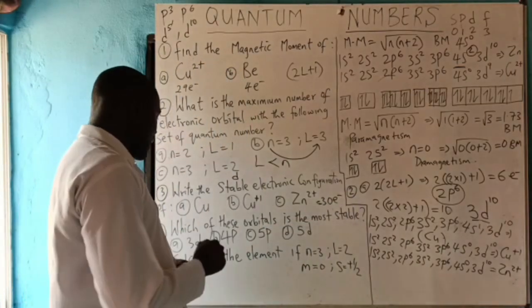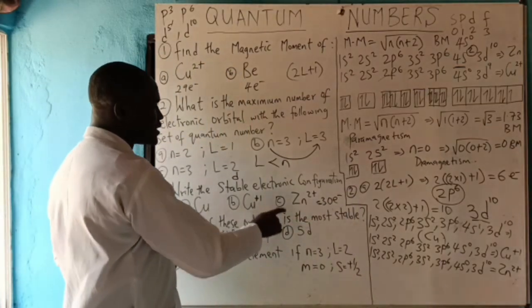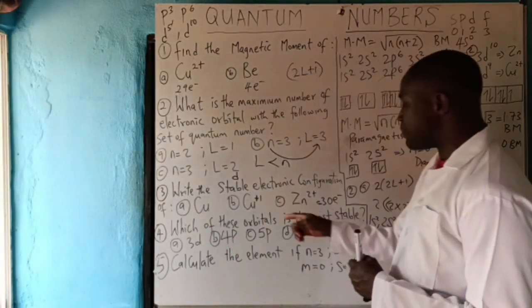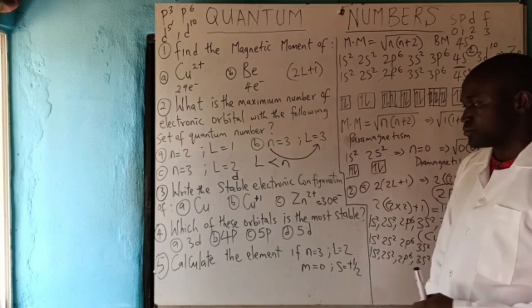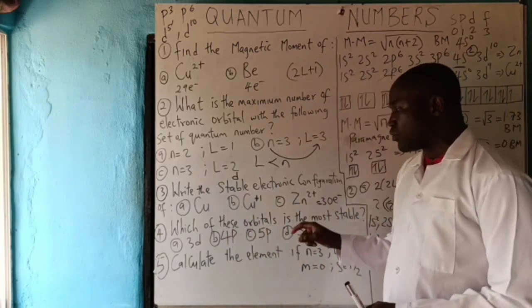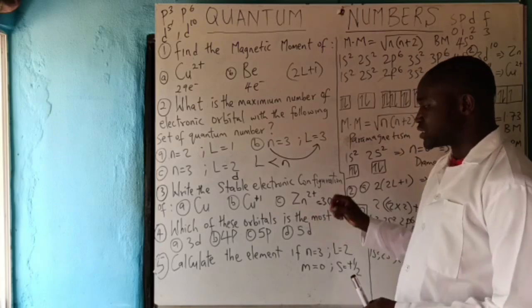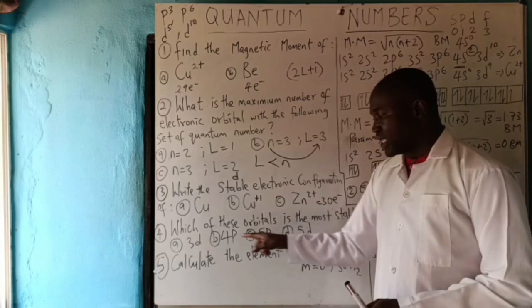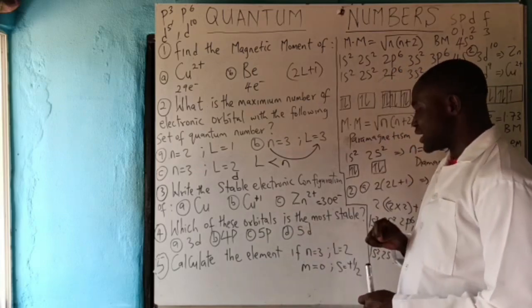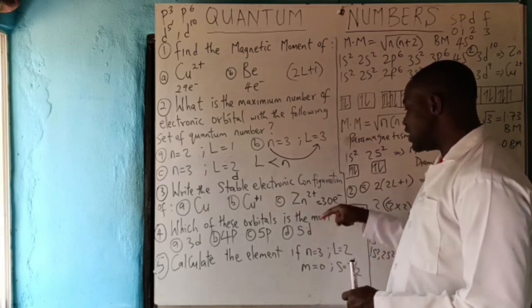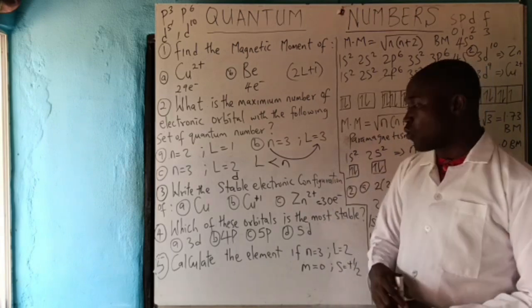Then, which of these orbitals is the most stable? That is question number 4. For you to know if this is stable or most stable, you have to get their energy. How you will use the energy is that the one with the lowest energy is said to be the most stable one.